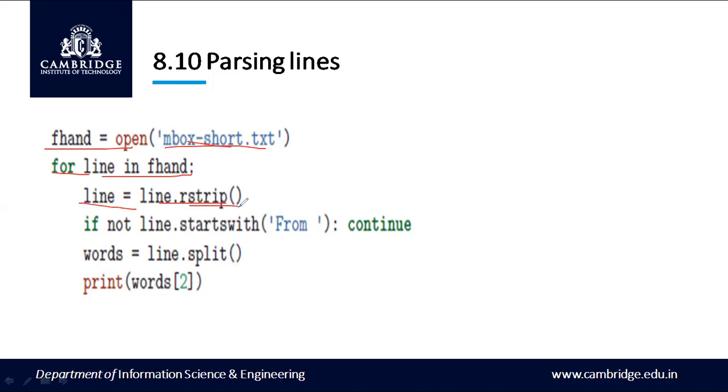Then rstrip is used. rstrip strips off the white space at the right end of the sentence. If the line does not start with From, then you are going to continue. We are interested only in lines that start with From. So words equals line.split, then print words[2]. Here it prints only the third word, which is why we have specified the index value here. The line is split into words, that is put into words, and the third word is printed. That is what this program does.